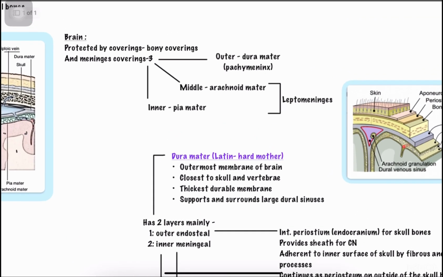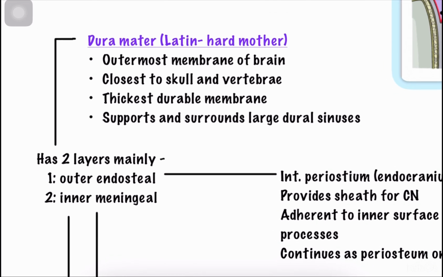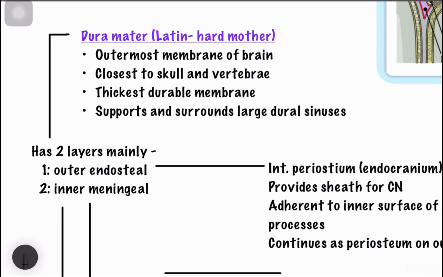So talking about the meninges now. There are three meninges: the outer hard dura mater, the middle arachnoid mater, and the inner pia mater. Dura mater literally translates from the Latin as hard mother, meaning the hard covering. So the dura mater is the outermost membrane of the brain, which is close to the skull and vertebrae.